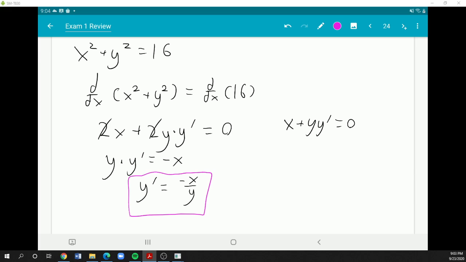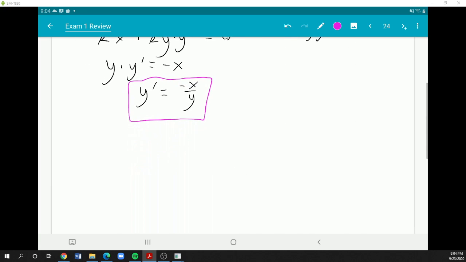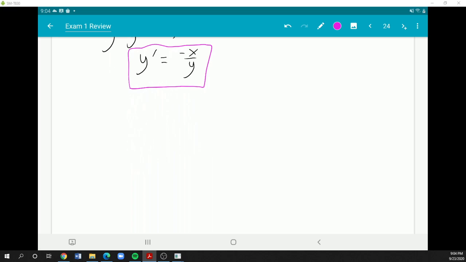So one thing that's not on this review but could be on the exam, one thing that is slightly missing, is I could ask you to find the equation of a tangent line. And the only new step is you have to use this derivative and you have to use x and y to find the slope instead of just x. But other than that, nothing really changes.